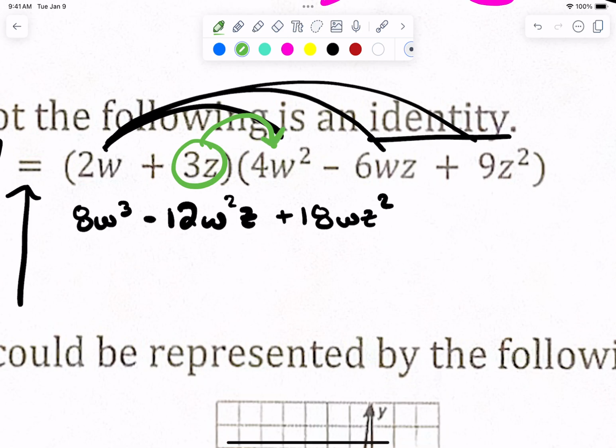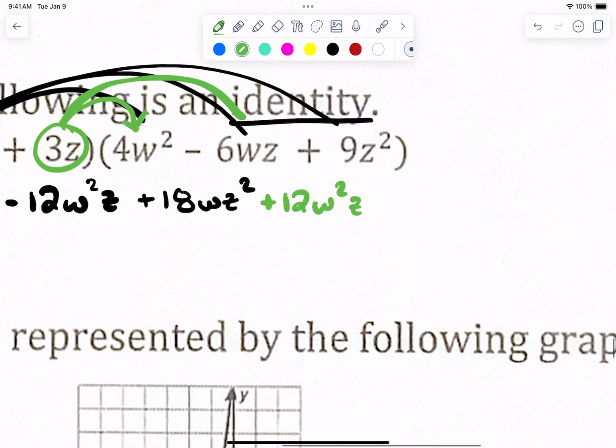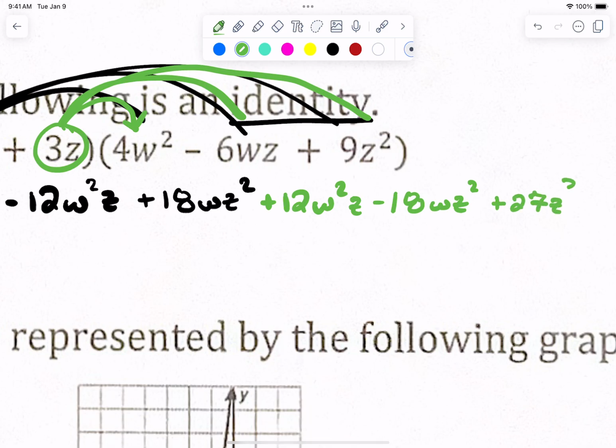3z times 4w squared: 12w squared z. Okay, 3z times negative 6wz: minus 18wz squared. Plus 3z times 9z squared is plus 27z cubed. Look at all that mess.